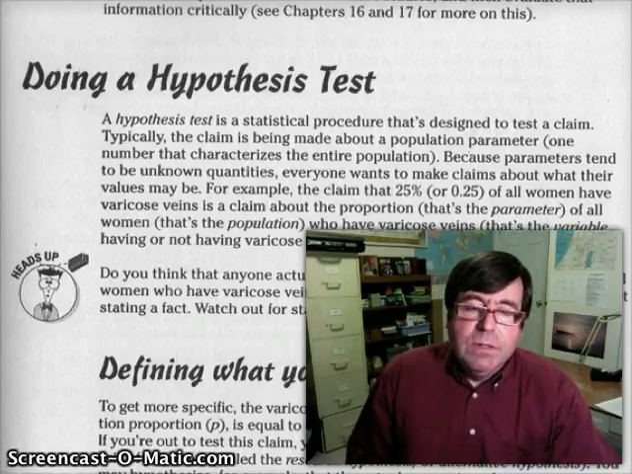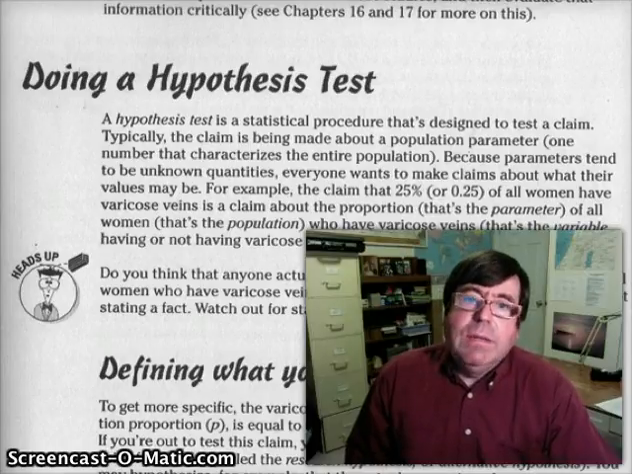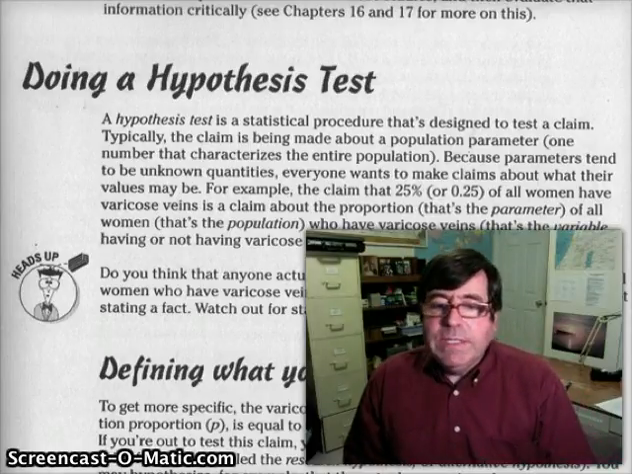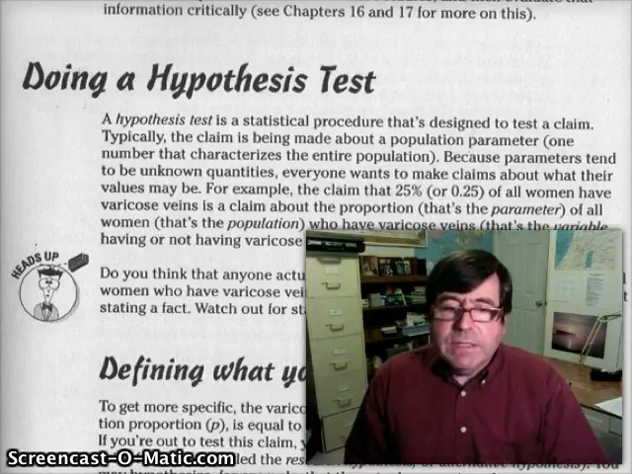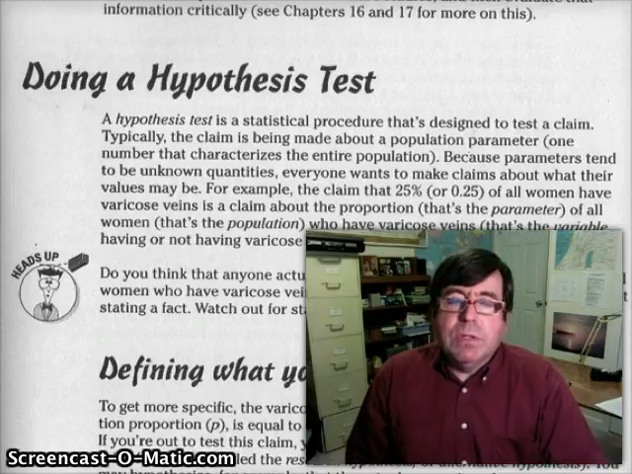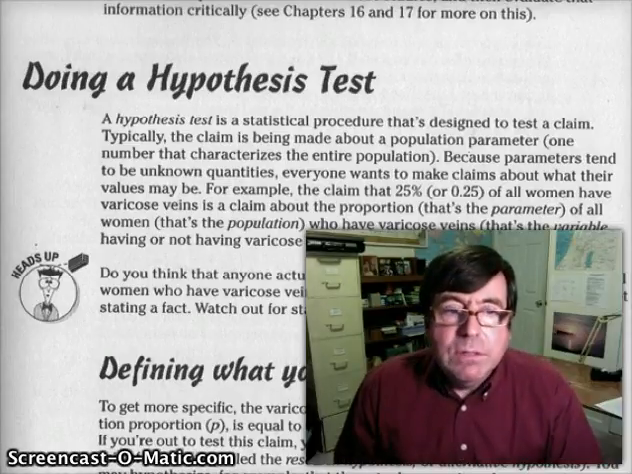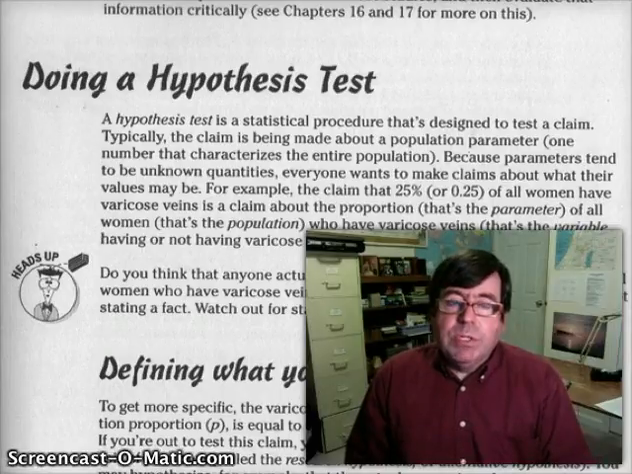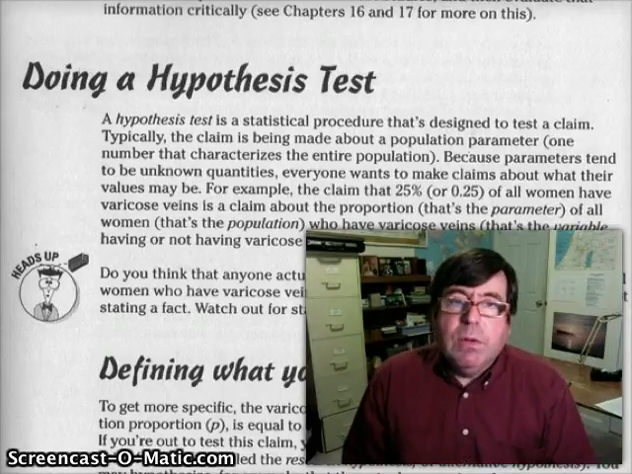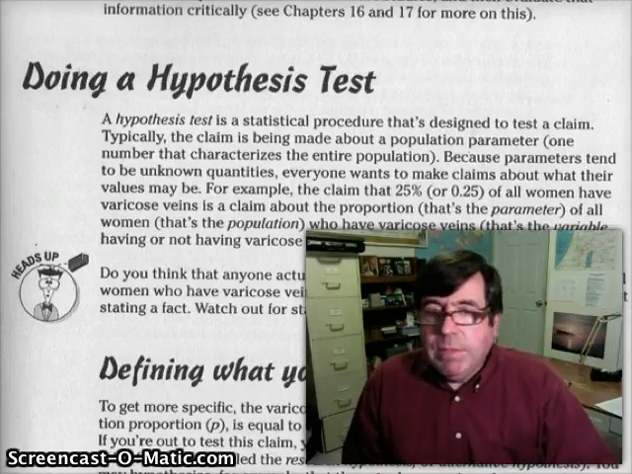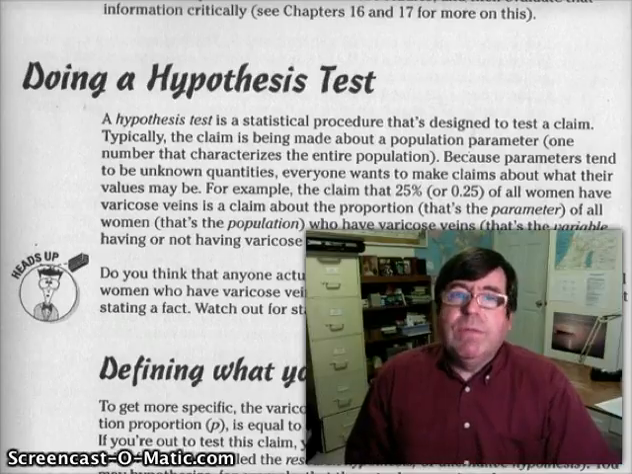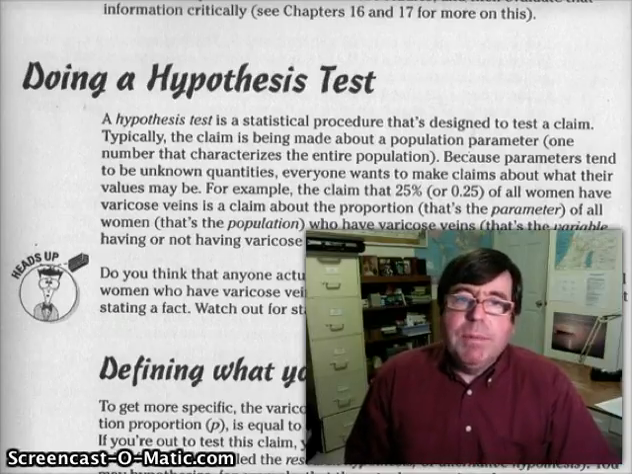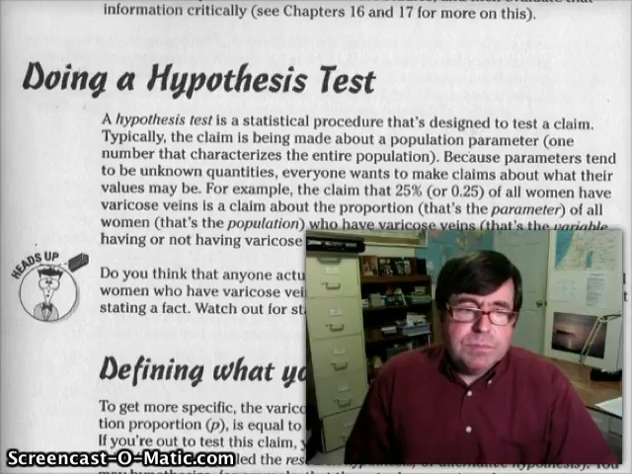Number one, we need to state our claim. What is the statistic that is being believed in the culture, currently accepted? It could be the average of something. It could be a proportion of people that have a condition or whatever it is. It's some population parameter or population value.